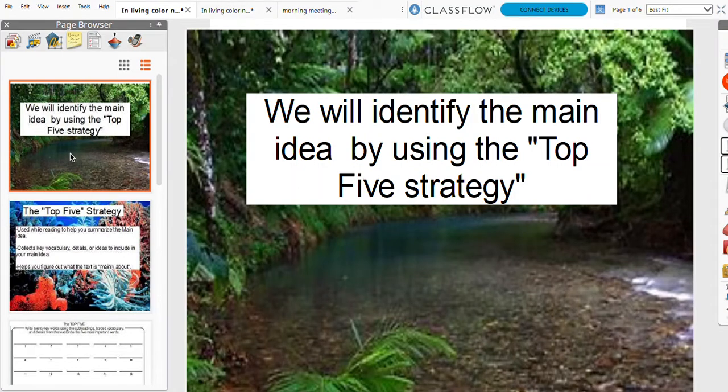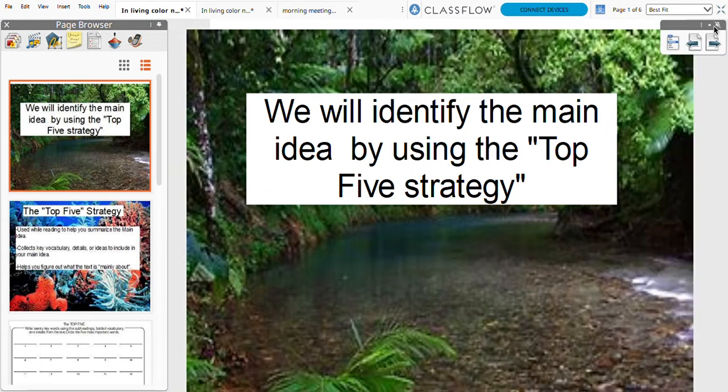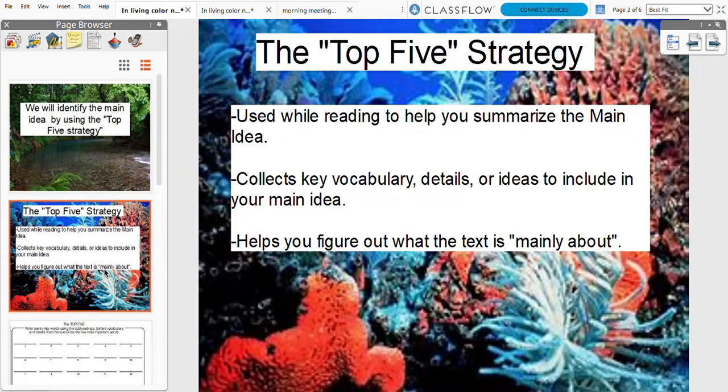Good morning, readers. So today we're going to identify the main idea by using the Top 5 strategy. With 5th graders, we've used the Top 5 strategy in the past to find main idea. 4th grade, this is a new skill for you, a new strategy that I think you'll enjoy. So the Top 5 strategy is used to help you summarize the main idea. That means you're retelling the main idea.